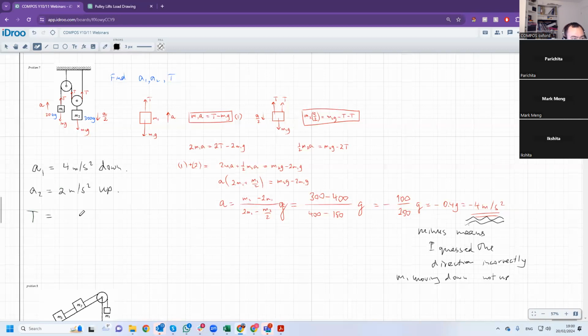And tension, well, we can find tension from any equation. It's M1A plus M1G, which gives us M1, which is 0.2, multiplied by, you need to be careful because here you cannot use grams, otherwise you get into trouble, the acceleration 4 plus 10. 0.2 times 14 is 2.8 newtons. That's it. That's the problem.